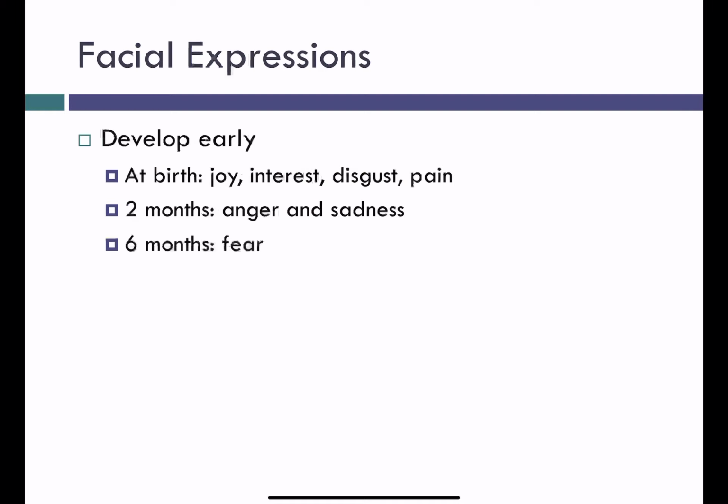So emotional expression generally develops early. At birth, we have these universal emotions like joy, interest, disgust, and pain. By 2 months, we see anger and sadness. By 6 months, we see fear. So those universal expressions, not only are they true across cultures, but they develop very early on.